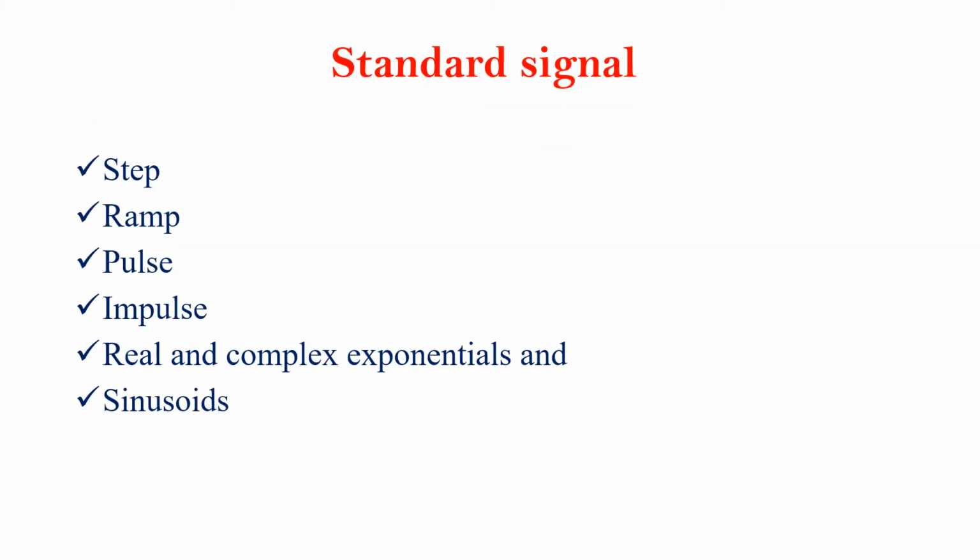Next, we are going to see what are the standard signals available in signals and systems. The first one is step, second one ramp, third one pulse, fourth impulse, fifth real and complex exponentials, and sixth one is sinusoids.